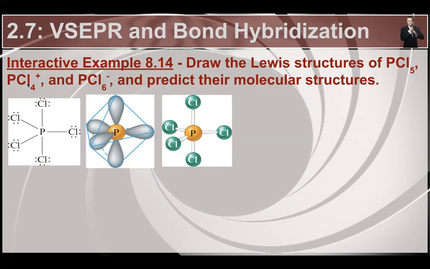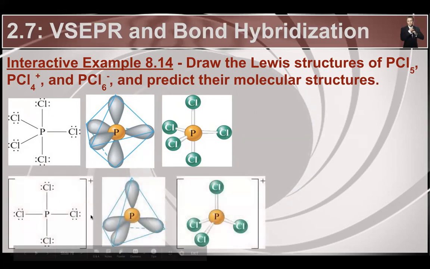Well, now we know that there's going to be at least 4 bonds, right? And since it's plus, that means that we're not going to have any sort of lone pairs or anything like that. So as a result of having 4 bonds, 0 lone pairs, that is tetrahedral.